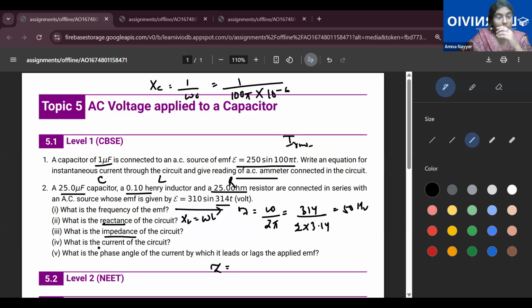What is the current of the circuit? See, you have the peak value of voltage. Using this, calculate VRMS. Then divided by Z, that will give you IRMS.